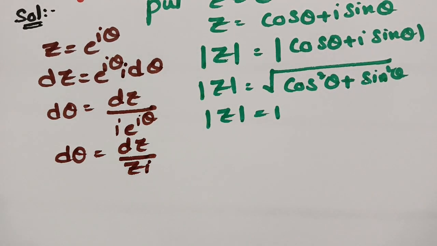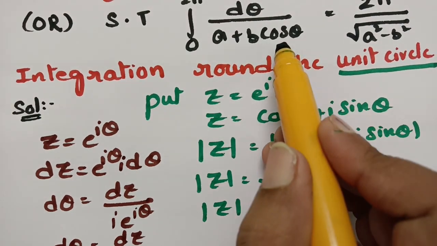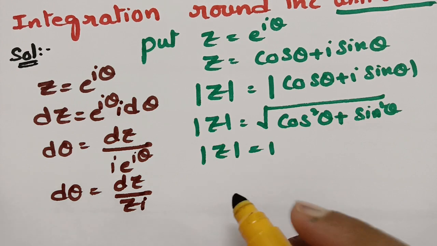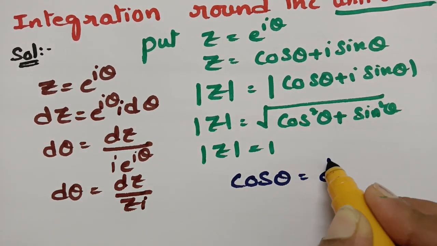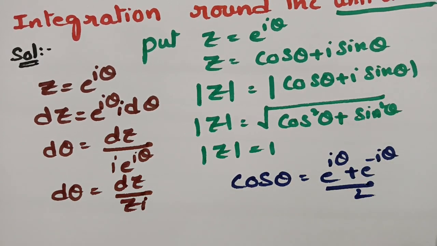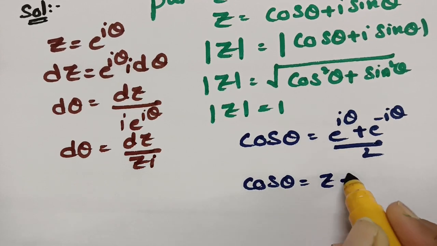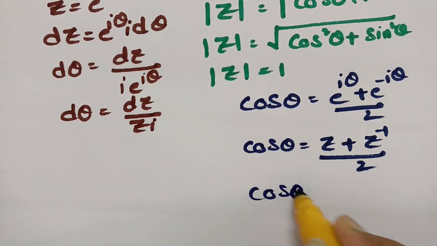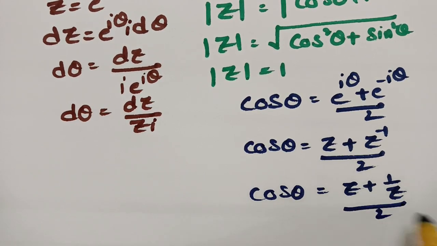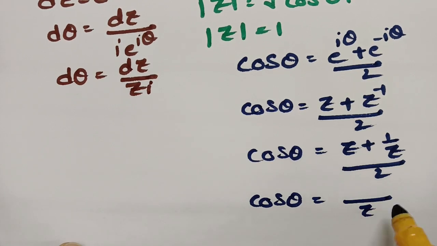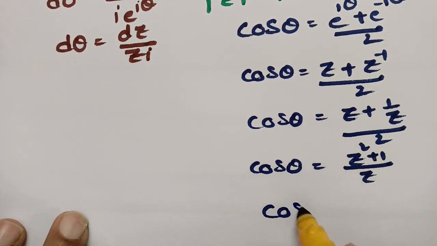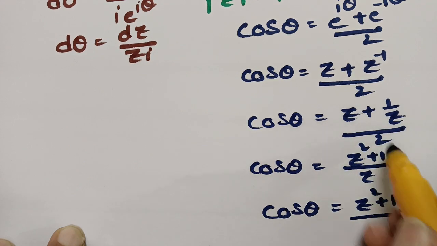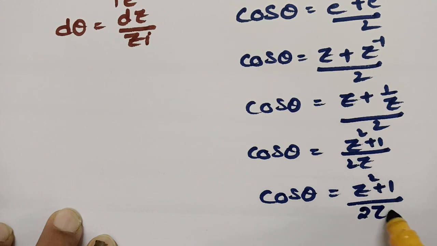Clear? And the next thing here is we need the cos theta value. After finding the d theta value, what is this cos theta value? As you know, cos theta can be written as e power i theta plus e power minus i theta by 2. Clear? Then cos theta is equal to z plus, since e power minus i theta is z inverse, so z plus 1 by z, all by 2. If I take z as LCM, this will be z square plus 1 by z. Already there is 2 here, so this value is z square plus 1 by 2z.